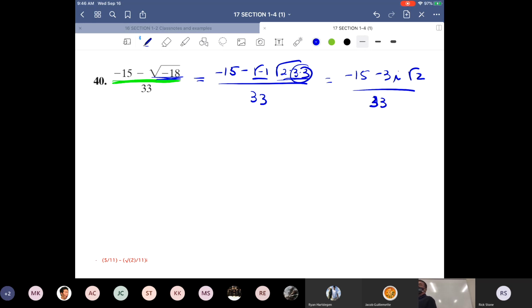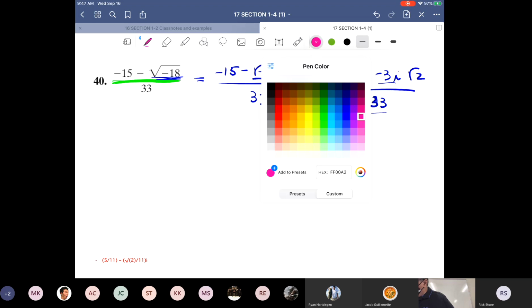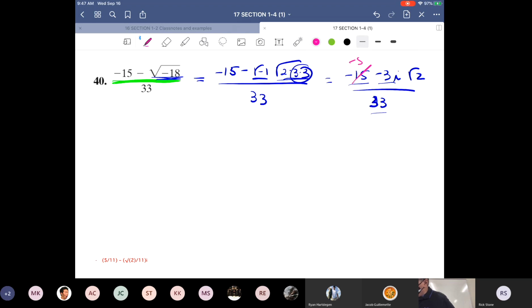Good. I can factor out the greatest common factor between -15, 3i, and 33, which is a 3. And so if I do, this becomes -5, this becomes -1i, and this becomes 11. So I could write my answer as -5 minus i square root of 2 over 11. That's a perfectly fine way of writing the answer.